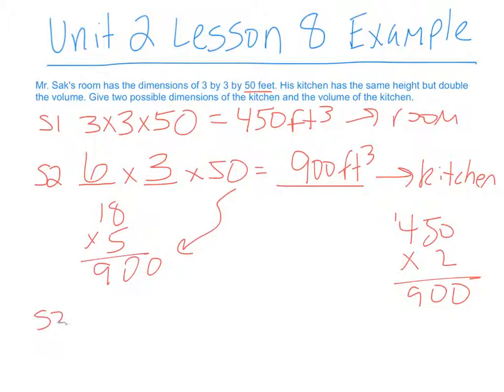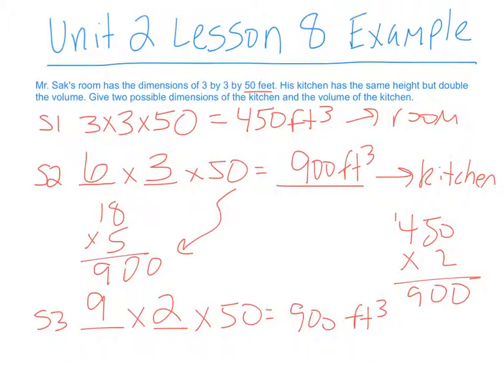Step 3 asks you to find another way. So other dimensions that will equal 900 feet cubed. So let's think about another way, 2 numbers that you can multiply with 50 to give you 900. So another way to do it is to think of another way to get 18. And we know from our multiplication facts that 9 times 2 is 18. And 18 times 50 is 900. So these are the 2 ways, the 2 different possible dimensions of the kitchen where the volume both equals 900.